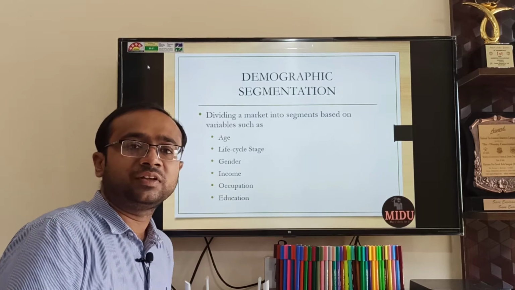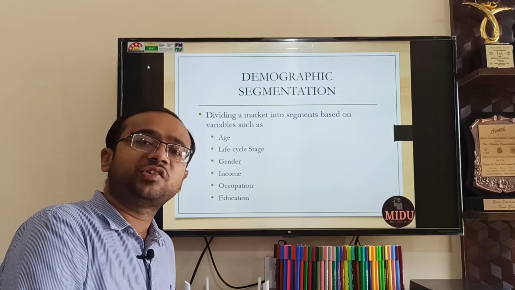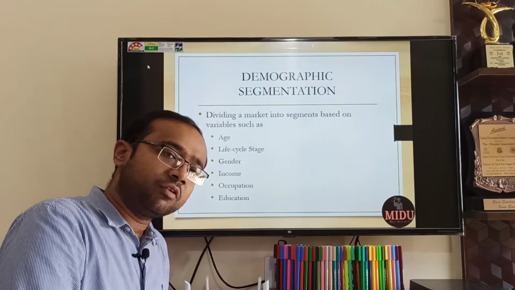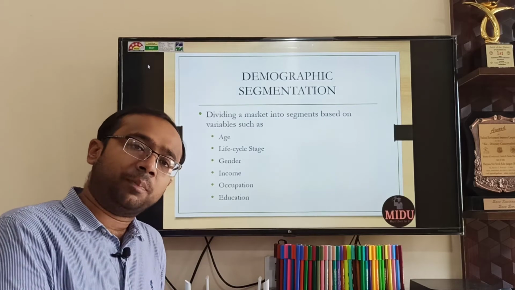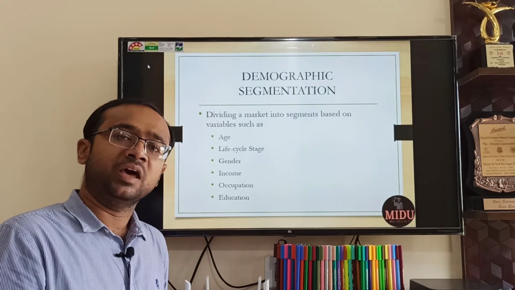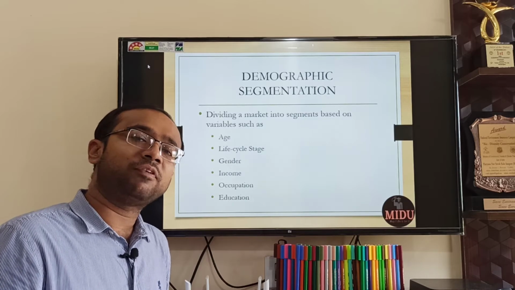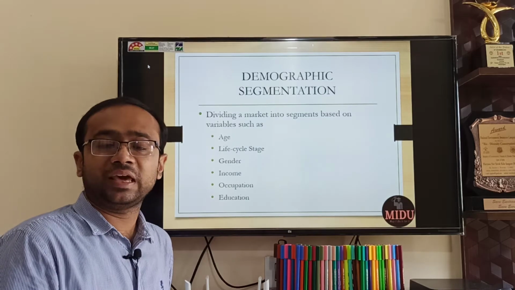First was age. See, different age groups have different needs. So when you are a child, it will be different. When you are an adolescent, then when you are an adult. Within adult also, a person who is in the age group of 18 to 25 will have different needs. When he will be in the group of 25 to 30, different needs, and so on. So that is your first factor, which is your age.